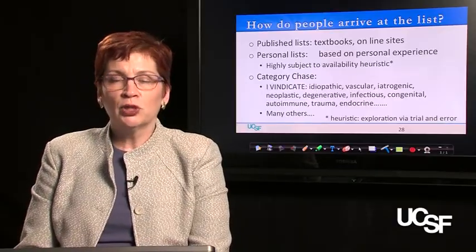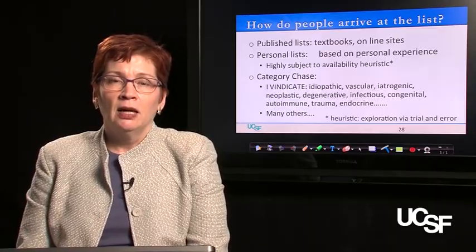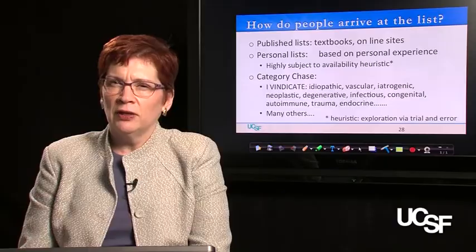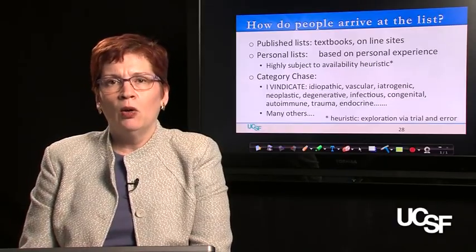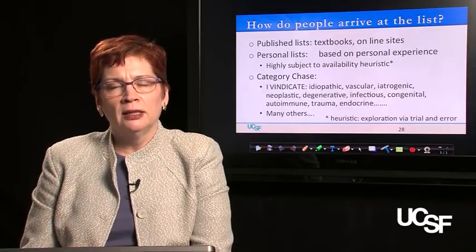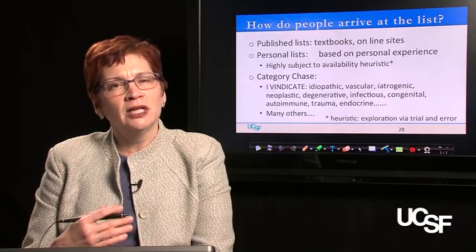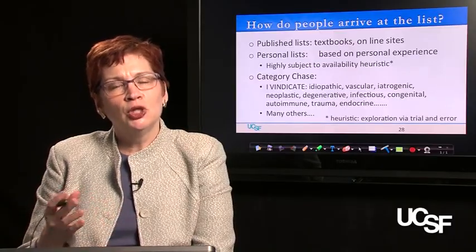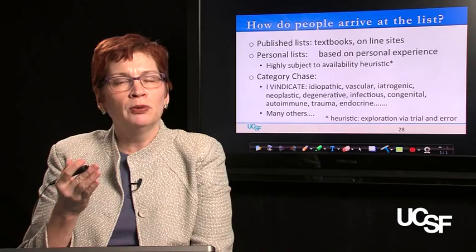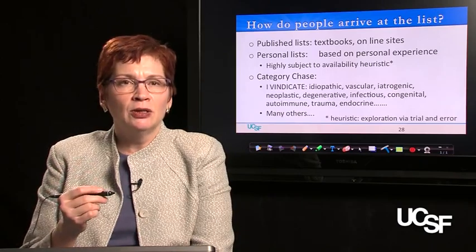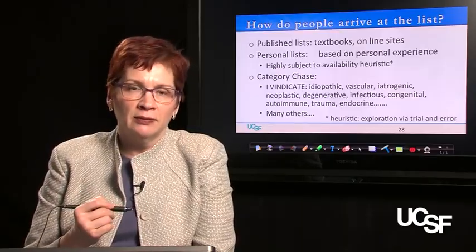People also have personal lists that are based on their personal experience. And these are highly subject to availability heuristic. Now, a heuristic is a rule of thumb, a way of exploring via trial and error. And the problem with these personal lists is things that you have seen frequently and commonly jump up to the top of the list. And you are more predisposed to diagnosing a condition if you diagnosed that condition last week.